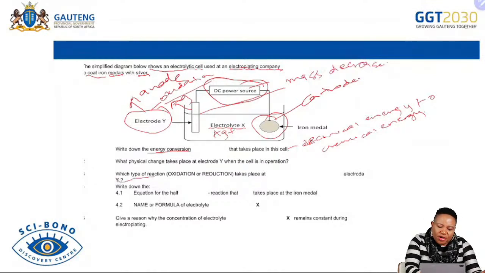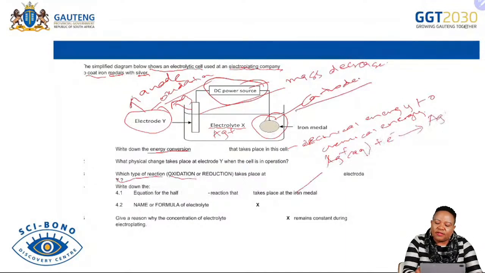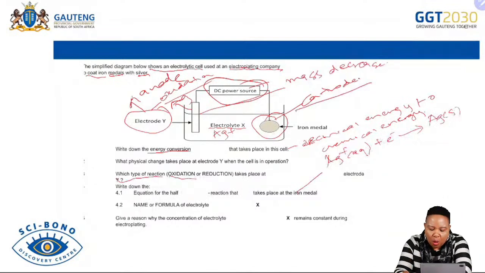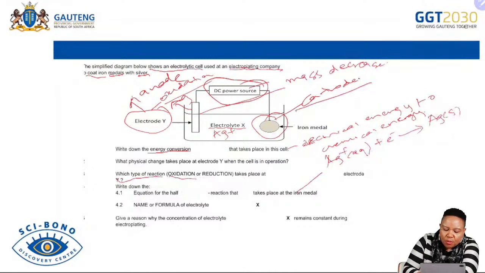So which type of reaction will occur at electrode Y? We expect oxidation to occur at electrode Y. And also write down the balanced half reaction that takes place at the iron metal. Now remember, at the iron metal, because that's where we are finding our reduction reaction, we'll expect the silver ions from the solution to gain electrons and give us what? And give us silver that will coat our iron metal. So this is the reduction reaction that will occur at the site of the iron metal.